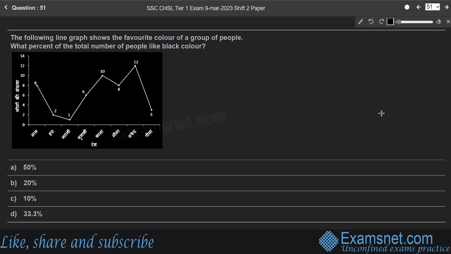Question 51. The following line graph shows the favorite color of a group of people. Here the question is, what percentage of the total number of people like black color? Along the x-axis different colors are given, which are red, green, orange, pink, black, blue, white and yellow, right? Along the y-axis the number of people who like the respective colors are given.